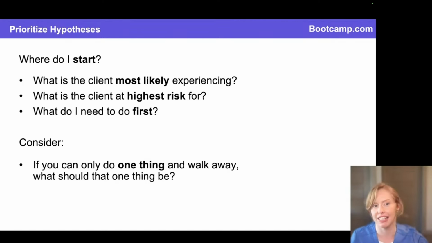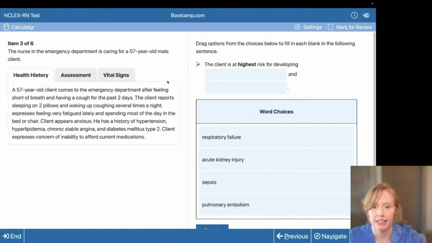Or maybe they'll just say, what do you need to do first? And I like to think of this like this. If I can only do one thing for my patient and then walk away and my shift is over, what is that one thing going to be? If I'm going to do just one thing and nothing else, what will solve this problem the most directly and quickly?